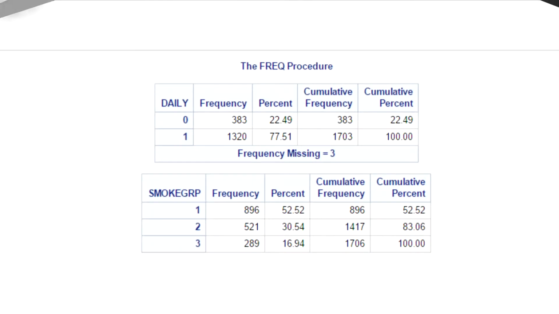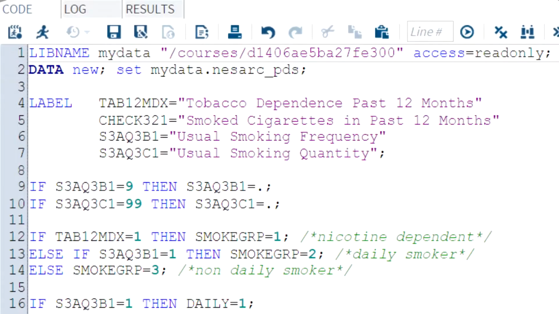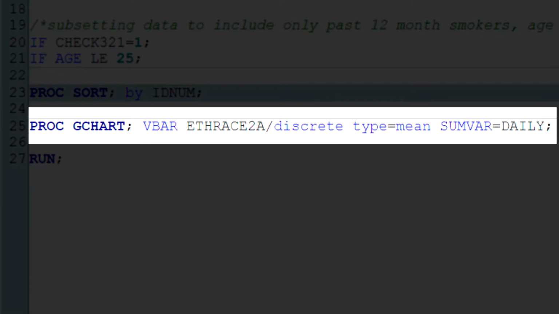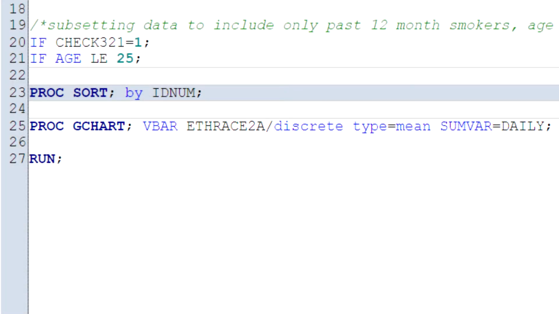To graph the relationship between a categorical explanatory variable and a categorical response variable, we use proc gchart, semicolon, vbar, eth2a, which is our categorical explanatory variable, / discrete, type equals mean, sumvar equals daily, our categorical response variable, followed by a semicolon.